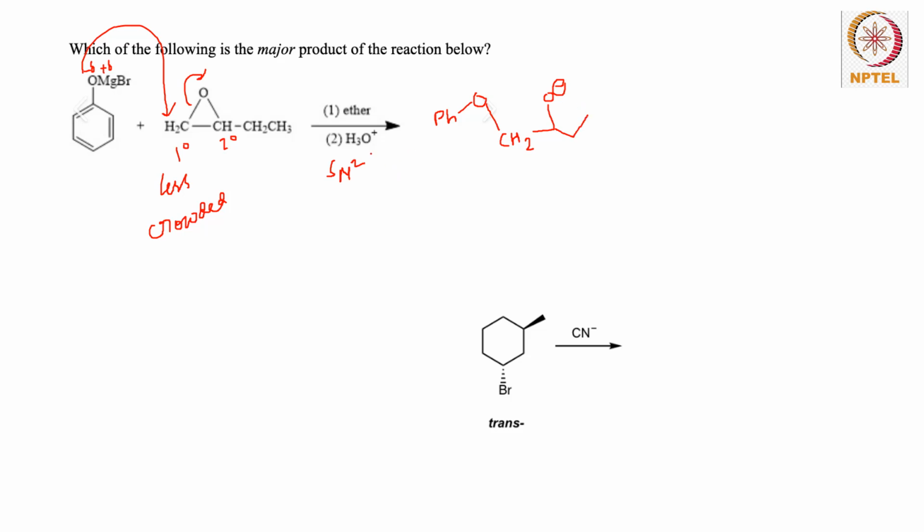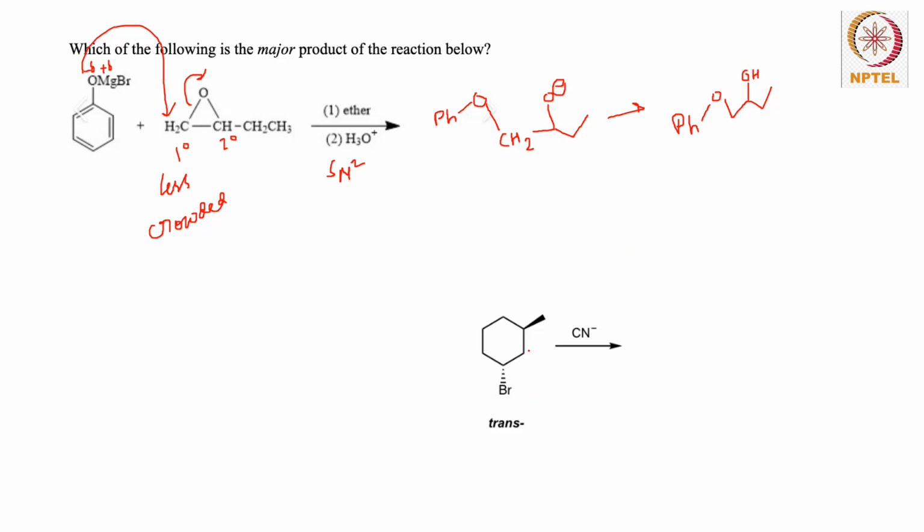Now in the second step there is H plus given, so it will take one H plus. This will be our product.